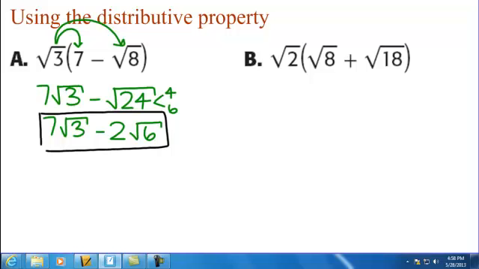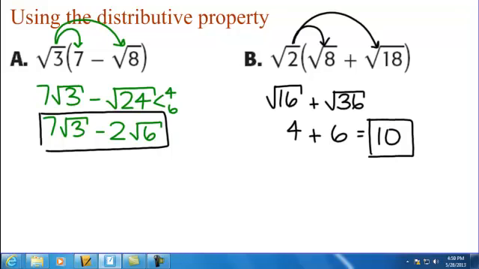Try B on your own, and then check my answer when you restart the video. Hopefully you ended up with a nice, pretty 10. I can't simplify the square root of 2, I don't know the square root of 8, or the square root of 18. But if I multiply them together and then add my product, I end up with one integer. No more radicals.